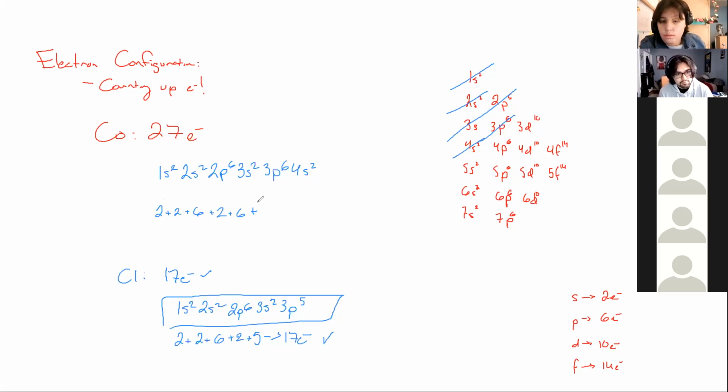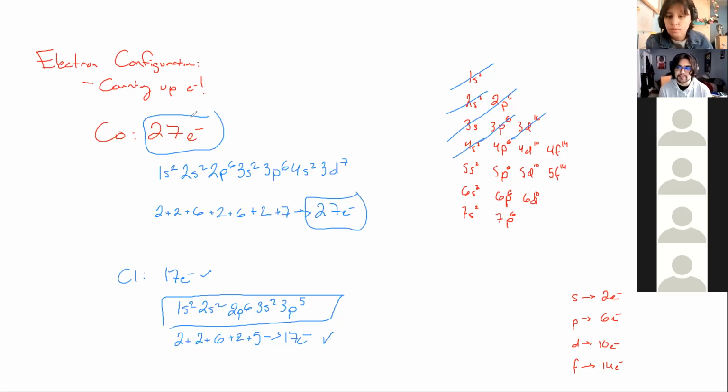Then 4d9. Is it 7? Yeah, 3d7. There you go. And if I add up all those numbers that I just wrote down, all those electrons, what number do you guys get? 27. That's how you can always check if your electron configuration is correct, if you have the exact same number of electrons.